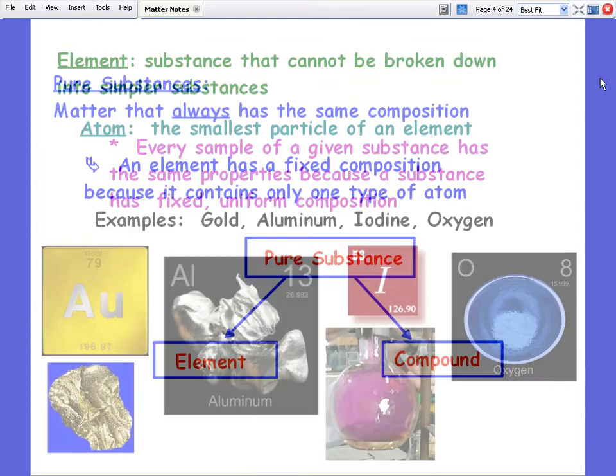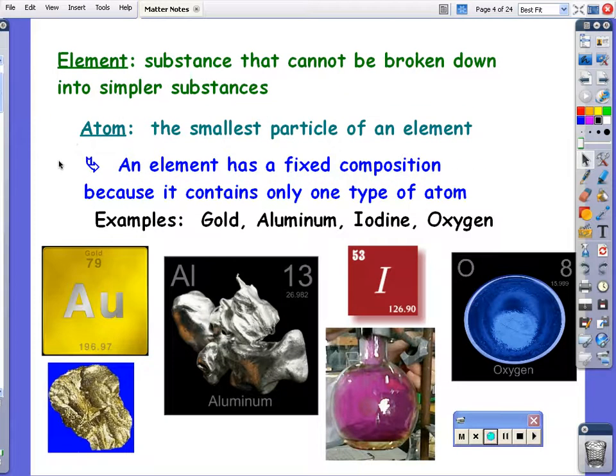Let's move on to elements. Elements, as you'll remember from the periodic table, we finished that unit. It's basically a substance that can't be broken down into simpler substances. Gold is oftentimes found with other types of rocks and metals with it, but once you break it down to the gold level, that's as far as you can break it down. It's just at the atomic level.